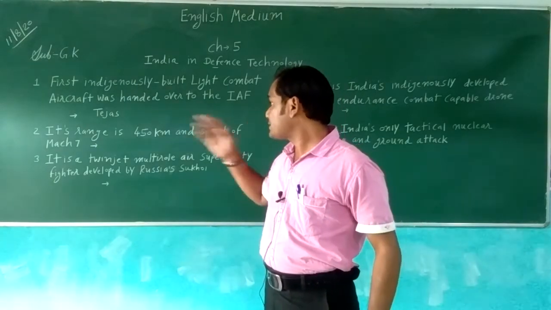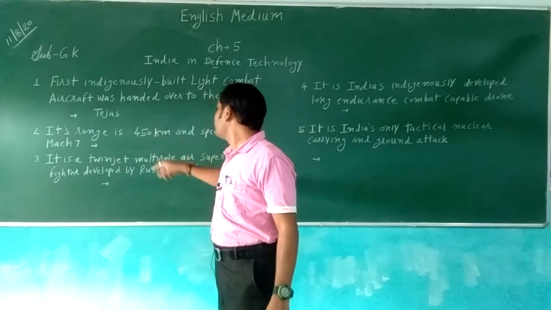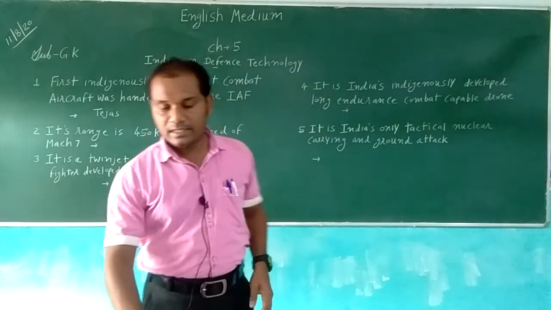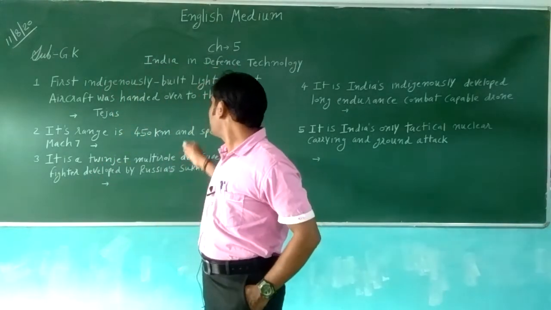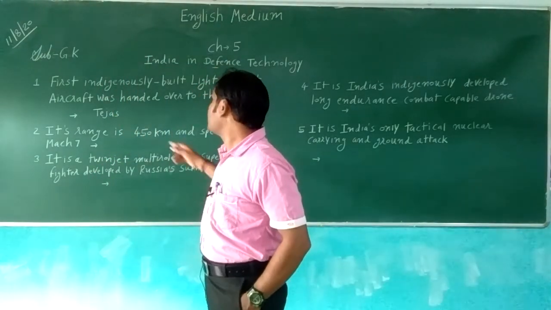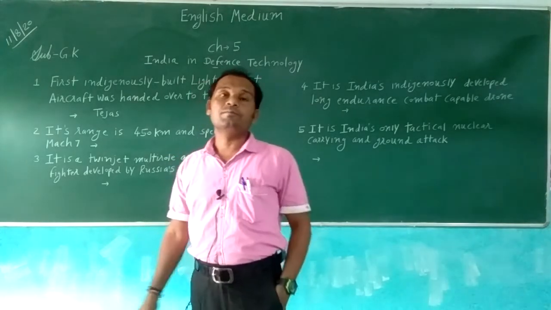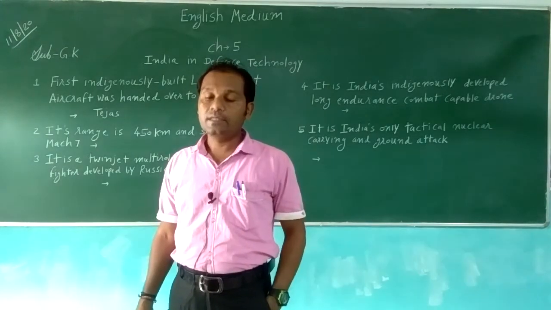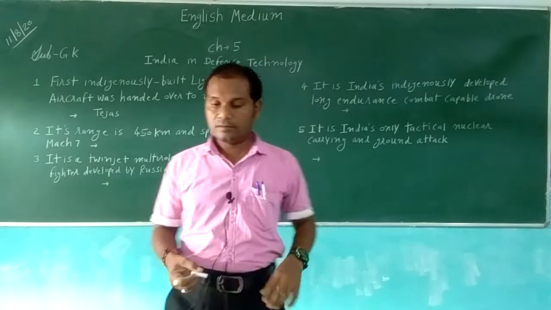Its range is the second thing. Its range is 450 kilometers and speed of Mach 7. That speed is about 7, and the range is 450 kilometers. That is BrahMos, second.